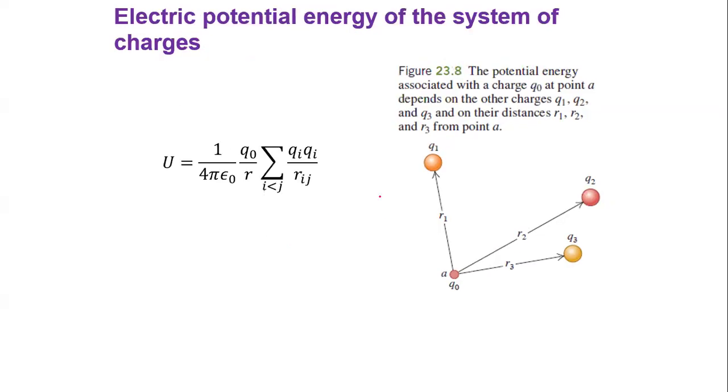There is also what is called the electric potential energy of the system of charges, where the electric potential energy is equal to 1 over 4 pi epsilon naught times the summation over i less than j of Q sub i, Q sub j over r sub ij.